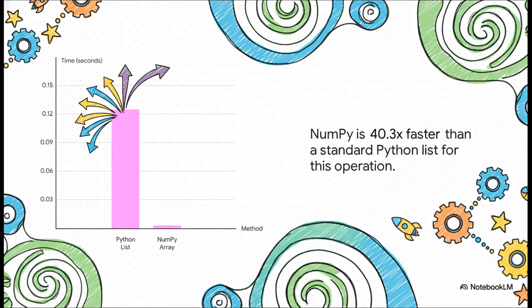And what's really wild is just how big that performance difference is. I mean, look at this. For a simple multiplication on 1,000,000 elements, NumPy isn't just a little bit faster, it's over 40 times faster. This isn't just an improvement, this is the kind of speed that makes modern machine learning even possible.